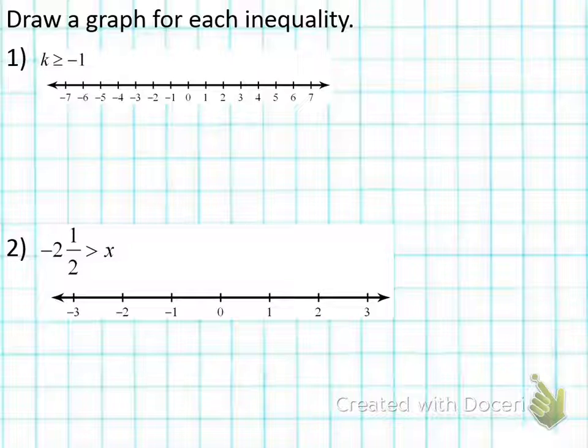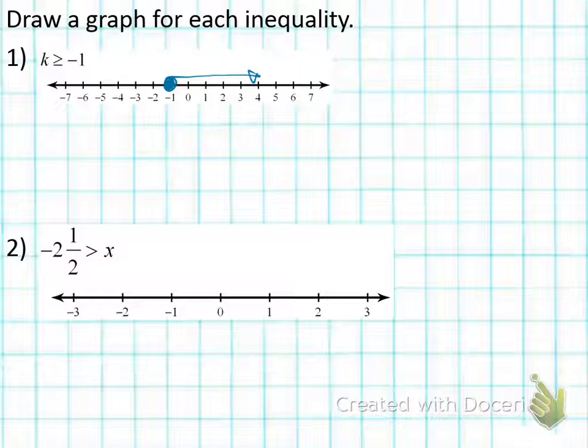So K is first, which is great because the inequality is all together. Since K is first, we know it's in the right order. I don't have to switch anything. So I'm going to go to -1 on my graph, and I'm going to just draw a circle. I don't know if I'm going to fill it in yet. That's another step. Since it says greater than or equal to, I'm going to point it to the right, because greater than goes to the right. And since it's equal to, I also fill it in. I only fill it in if it says equal to. So this one says equal to. And that's it, okay? That's number 1.